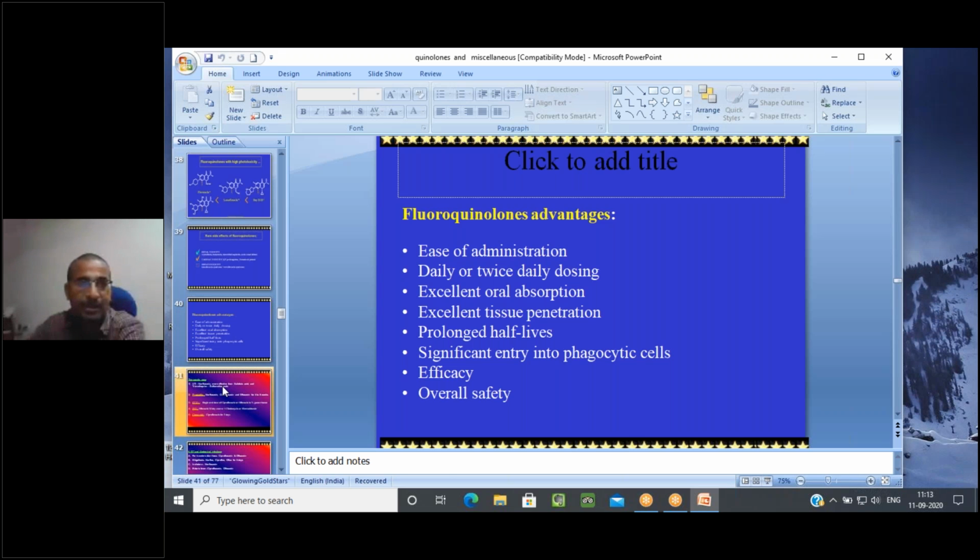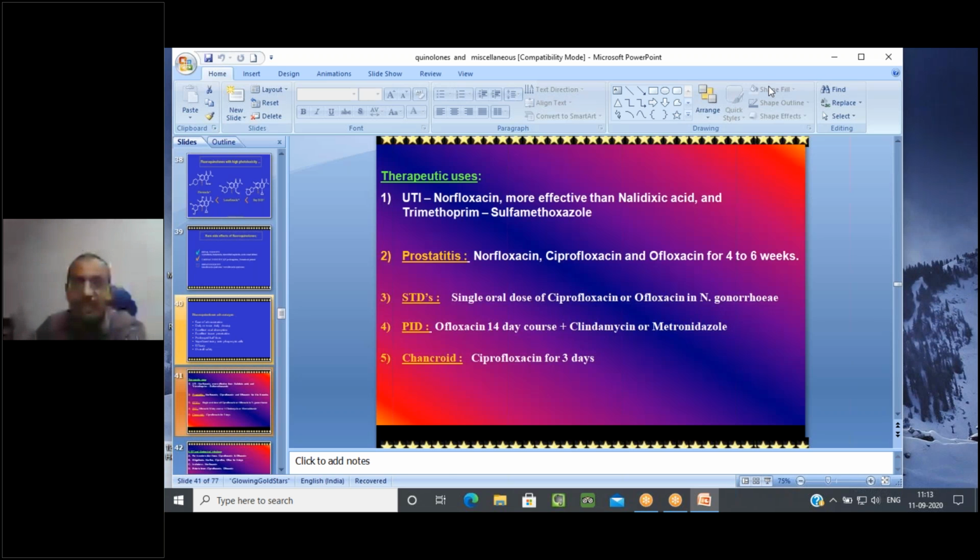Okay. Now we come to the therapeutic uses. What are the therapeutic uses? Generally, what are the indications? In which conditions can you indicate these? So UTI: in case of urinary tract infections, norfloxacin is more effective than nalidixic acid and trimethoprim-sulfamethoxazole.